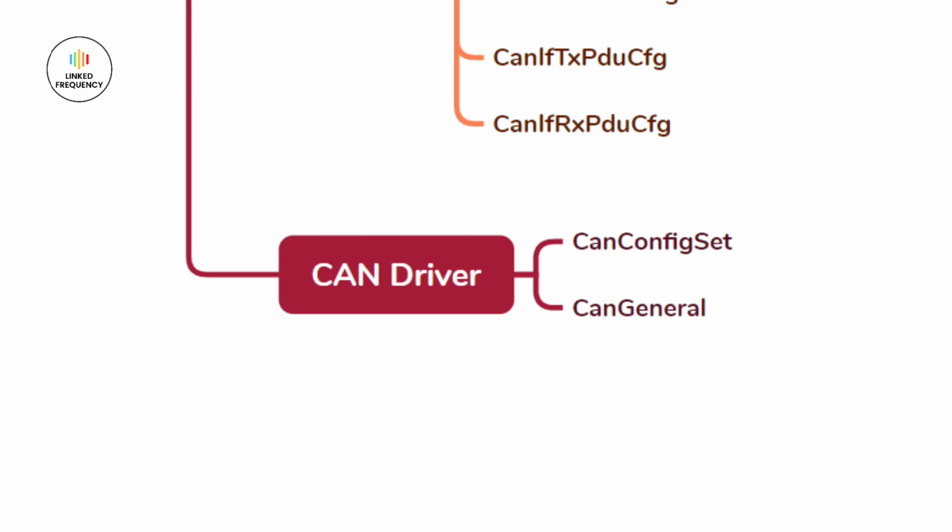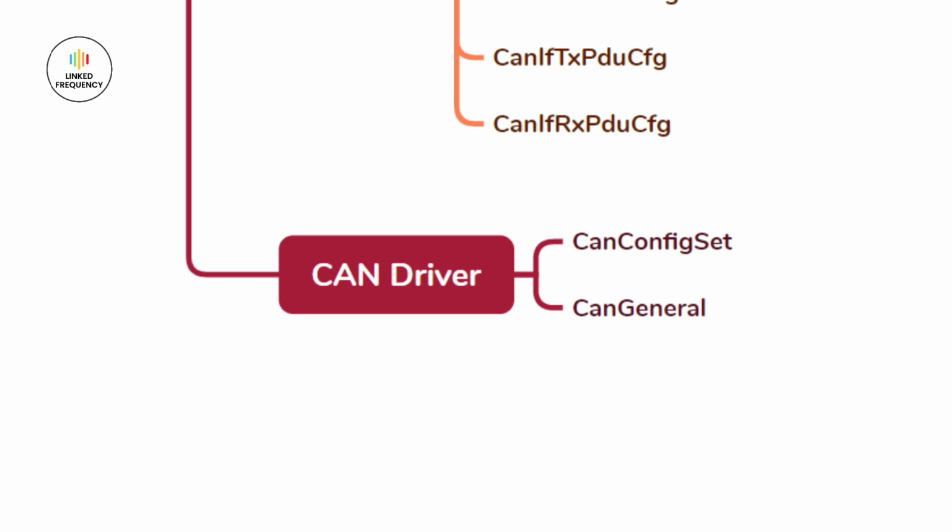Moving on to the last one, that is CAN driver. The CAN driver is situated at the bottom of the CAN communication stack in the MCAL layer. It provides hardware access to the upper layer within the communication stack. Let's see some of the parameters that can be configured here. That is CAN General. It contains the CAN version info API. You can disable or enable based on your requirements. And the next one is CAN Config Set. It contains configurations of CAN controllers and CAN hardware objects.